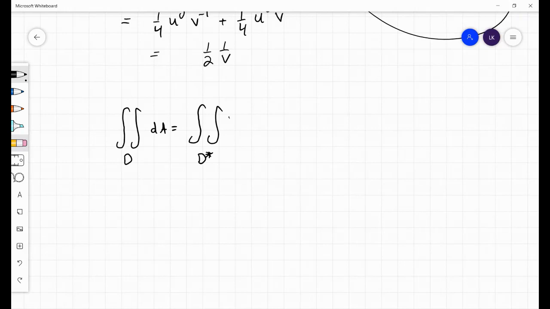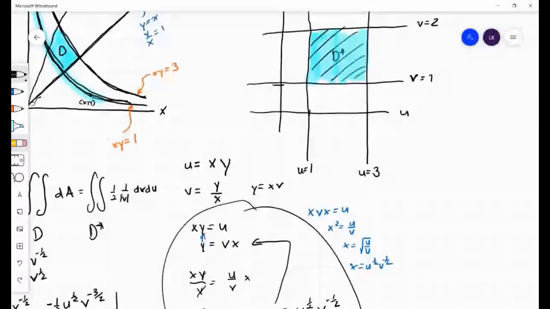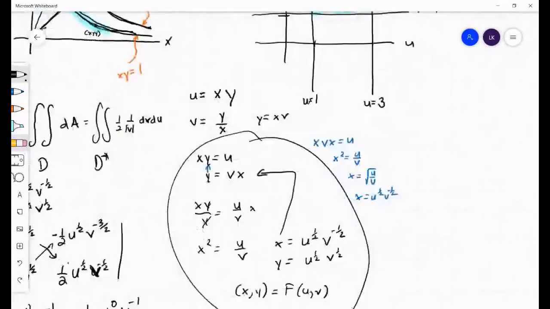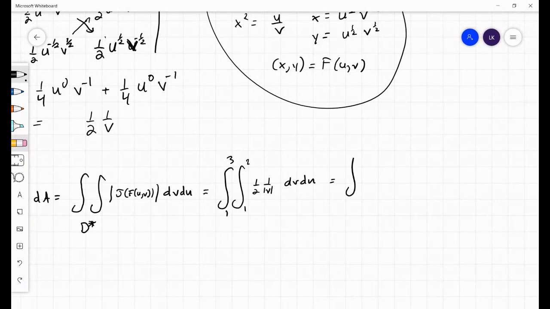So dA became the absolute value of the Jacobian of our function times dv du. We found that the absolute value of our Jacobian was 1/2 over the absolute value of v. But D star has very easy bounds now. D star is a rectangle, so u goes from 1 to 3, and v goes from 1 to 2. Notice that v is positive, so you can just drop the absolute value bars.